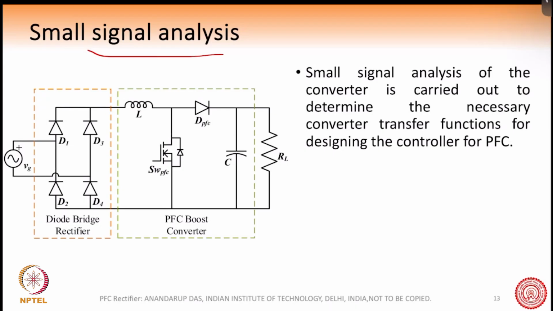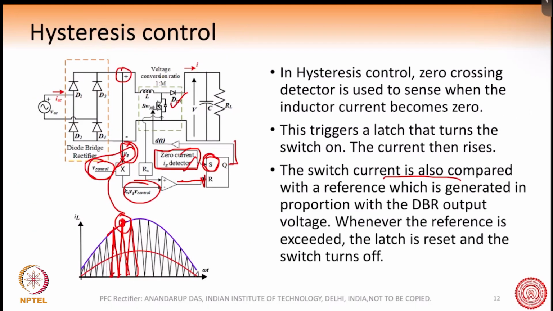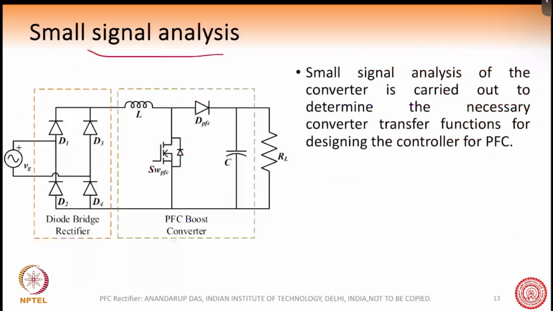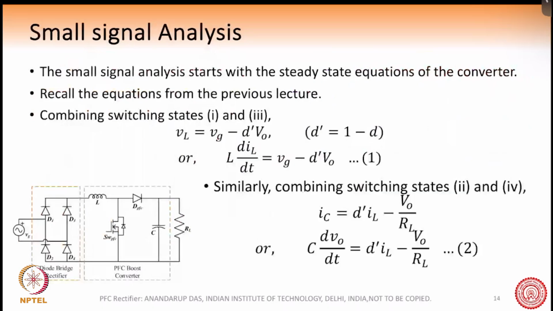Like we had said, there are two important transfer functions, IL hat by D hat and V0 hat by IL hat. So we have to find out what these transfer functions are. In order to do that, we follow exactly the same procedure which we followed in the three-phase voltage source converter. It starts with the steady state equations of the converter, and we cannot write them down again, but you can recall the equations from the previous lecture.